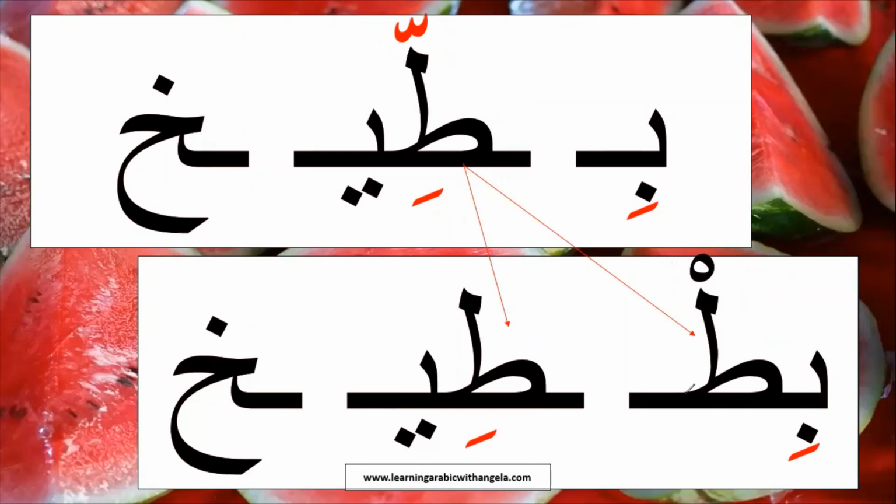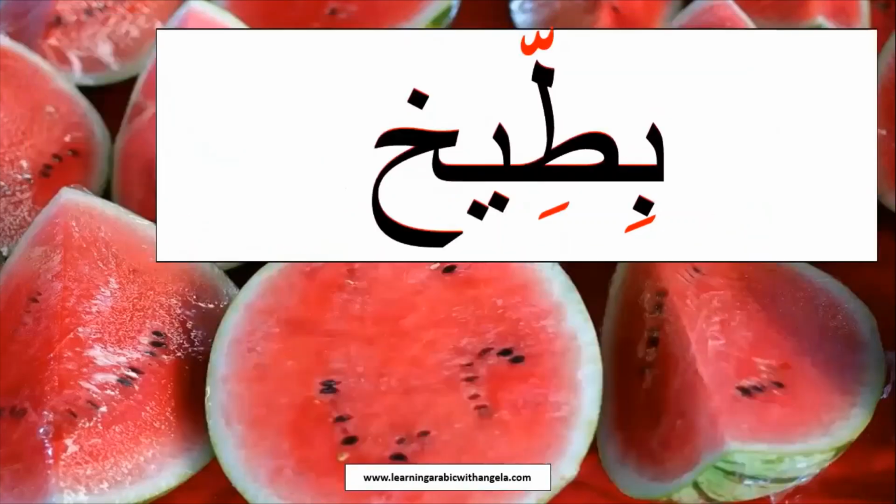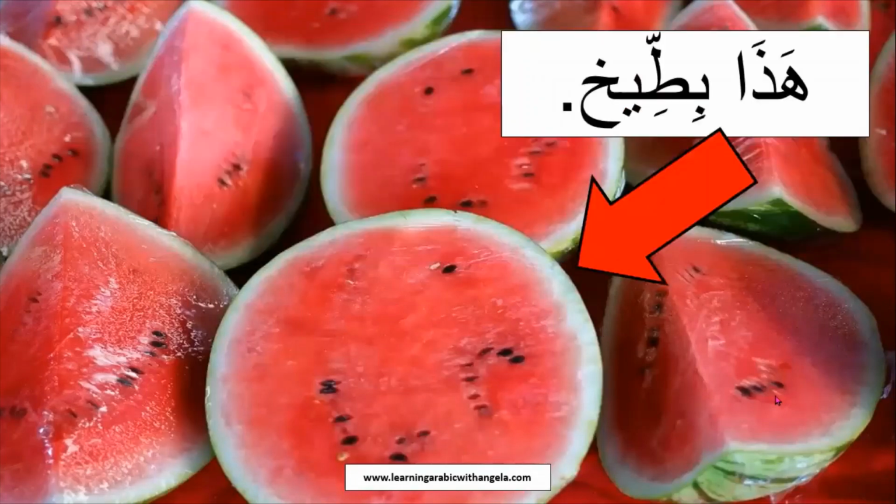We always read, when we have a sukoon, with the letter that's before. So but, and then the second sound would be the ti, and then the kh. So but طيخ. بطيخ. هذا بطيخ. This is watermelon.